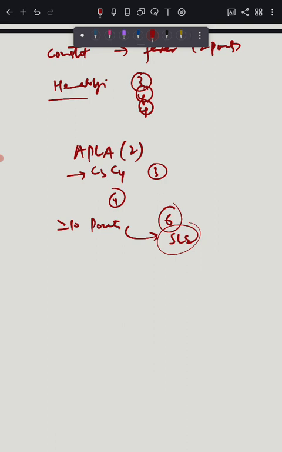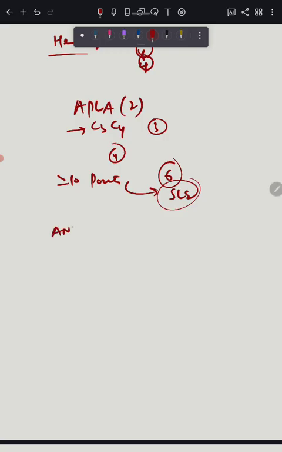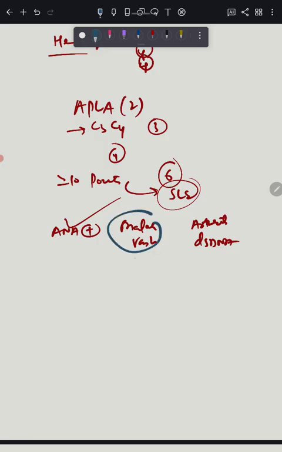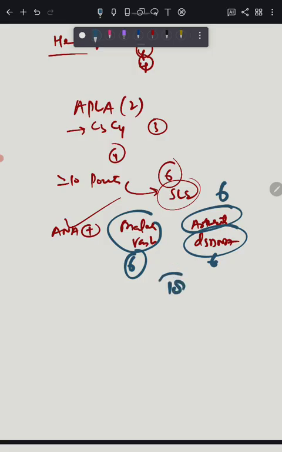For instance, I will give an example. If a patient has ANA positive, that's the entry criterion met, and malar rash, and the patient has arthritis, and the patient has dsDNA, then if we combine these, the entry criterion has been met. Now from the 2019 EULAR criteria, if I assess domains and points, malar rash will have 6 points, arthritis will have 6 points, and dsDNA will have 6 points. So combining, this is a total of 18, but we require only 10. So this patient has SLE.